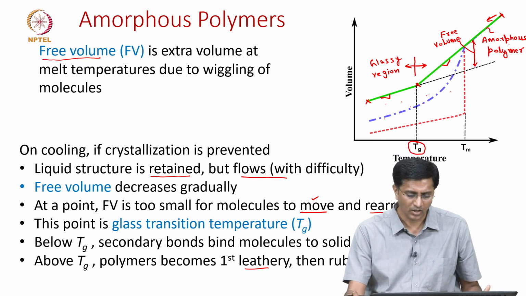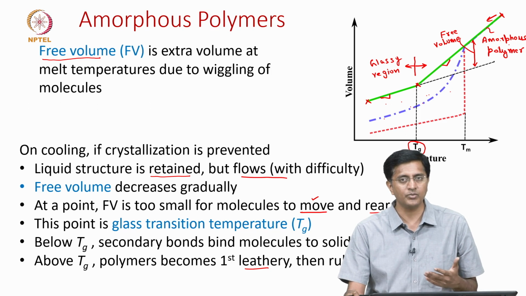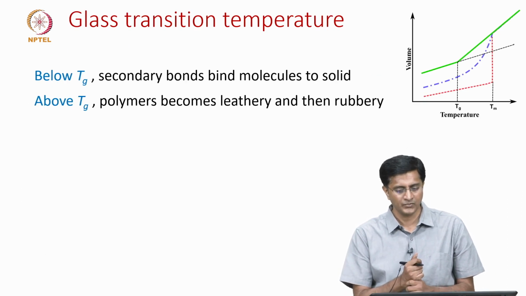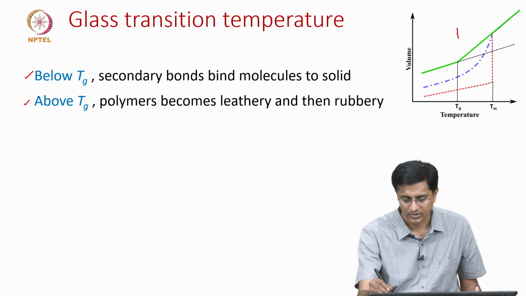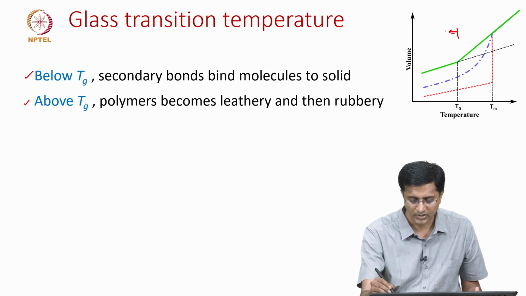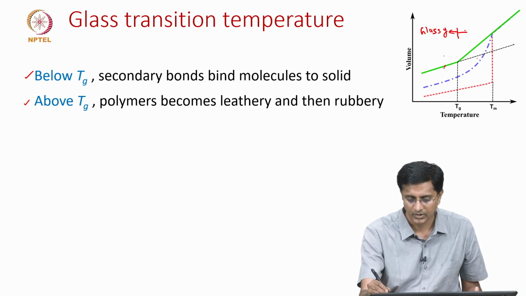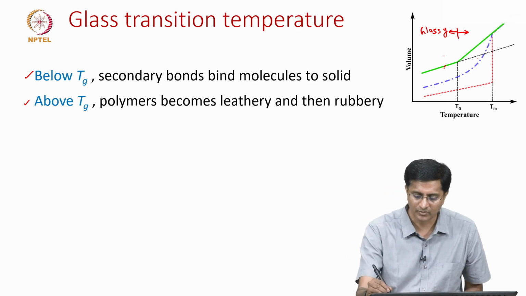Now, let us see how this glass transition temperature is important in choosing the kind of polymers for a particular application and how it affects the mechanical properties. So, in the previous slide we already mentioned what happens below Tg and above Tg, saying that below Tg it is in the glassy state, and above Tg is when most polymers behave as hard plastics.